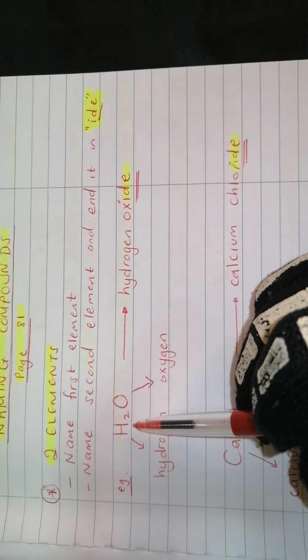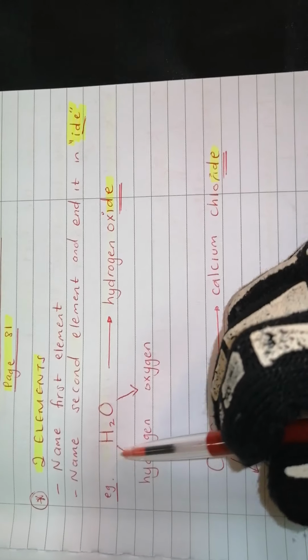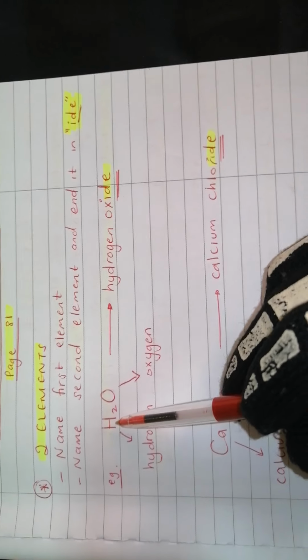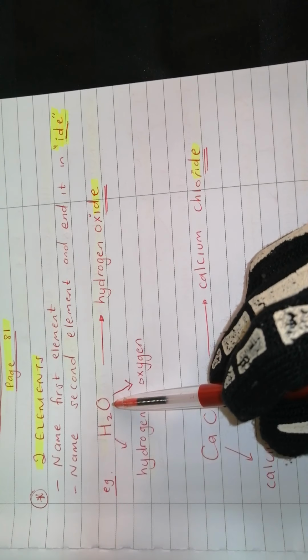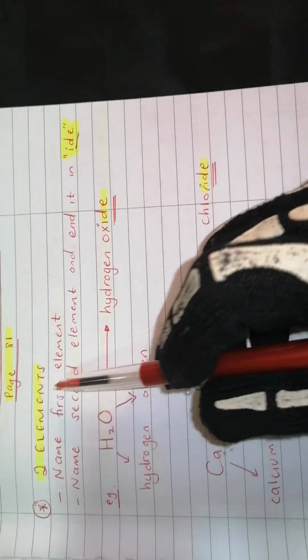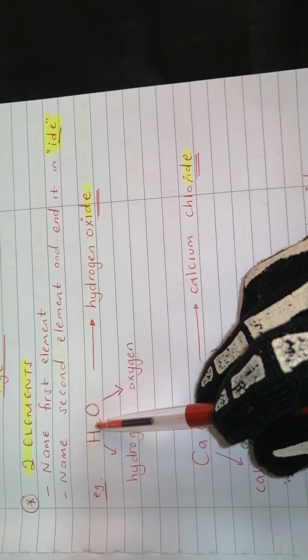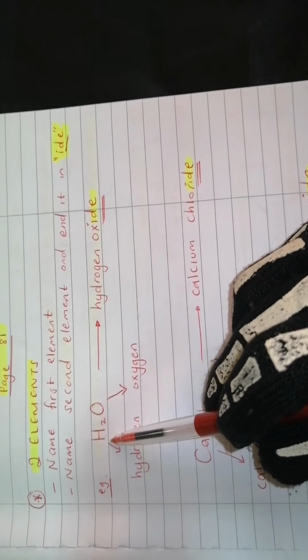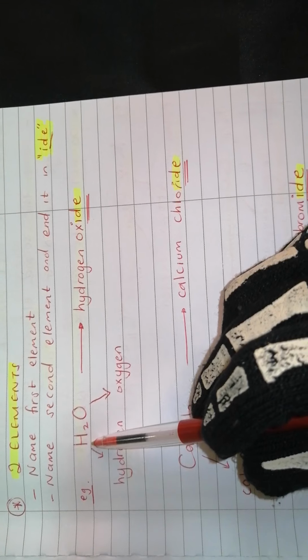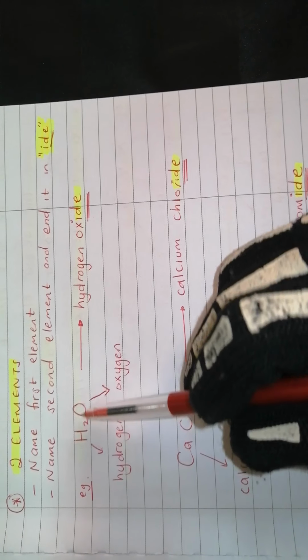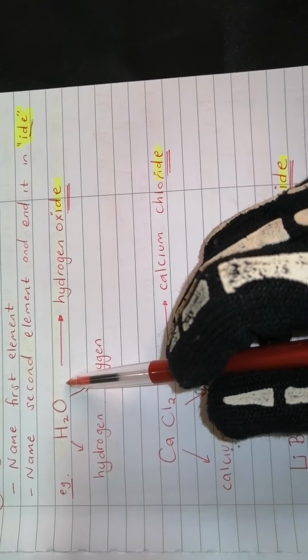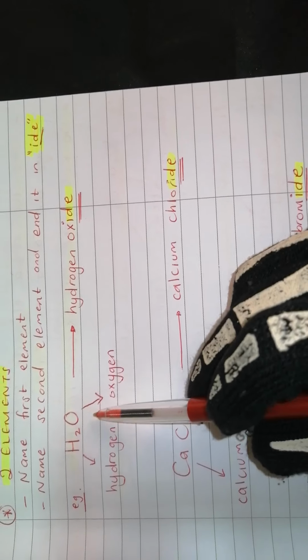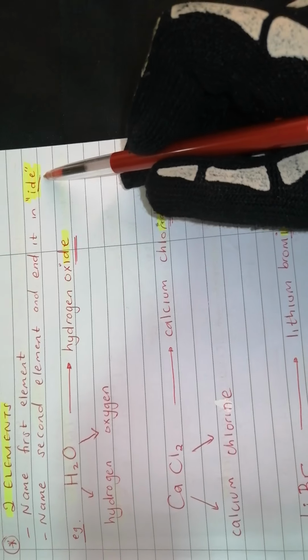So we have this compound which is H2O, and all of you know H2O is water. Now it has two elements. It has hydrogen and it has oxygen. When I say two elements, I don't mean the number that they give you here. I mean it has two different elements, which means in this case you have hydrogen, which is one element, and oxygen, which is another element. So because it has two elements, the name has to end in "ide."